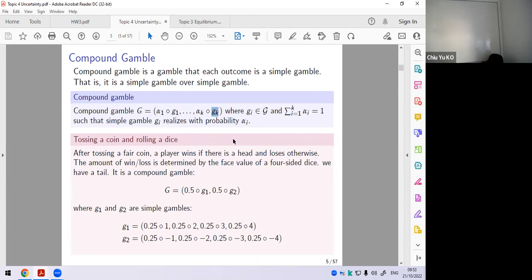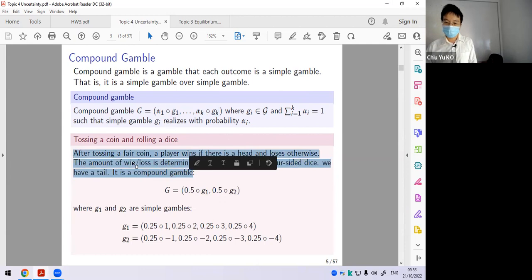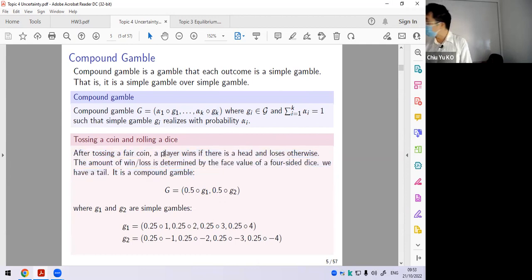An example would be the following. There's a two-stage game. First, or simultaneously, you toss a coin and roll a die. If the coin gives you a head, then you win the money. If you get a tail, you lose. Like this, right?